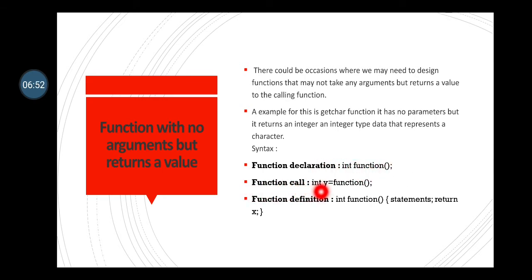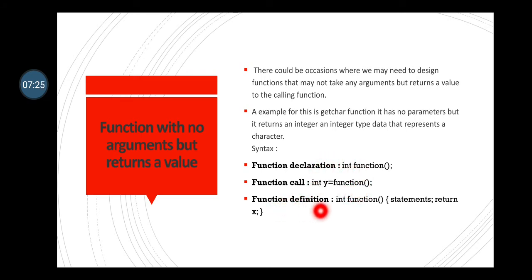The function call: whenever a function returns anything when it is called, suppose this function is called in the main function, it will return a value to the main function, and when calling this function we need to assign that value to a variable of the type which is the return type of the function. So over here integer y, because int is the return type of the function, so integer y is the variable which will hold the value returned by the function.